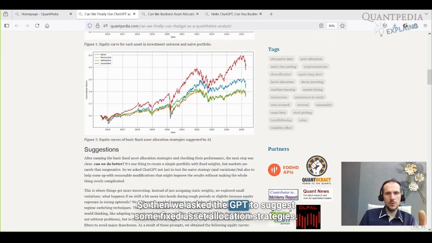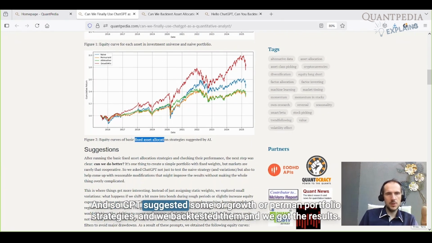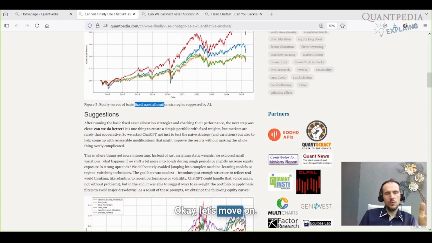Okay, let's move on. So then we asked ChatGPT to suggest some fixed asset allocation strategies, and ChatGPT suggested some for growth or permanent portfolio strategies, and we backtested them and we got the results. Okay, this is the simple task.